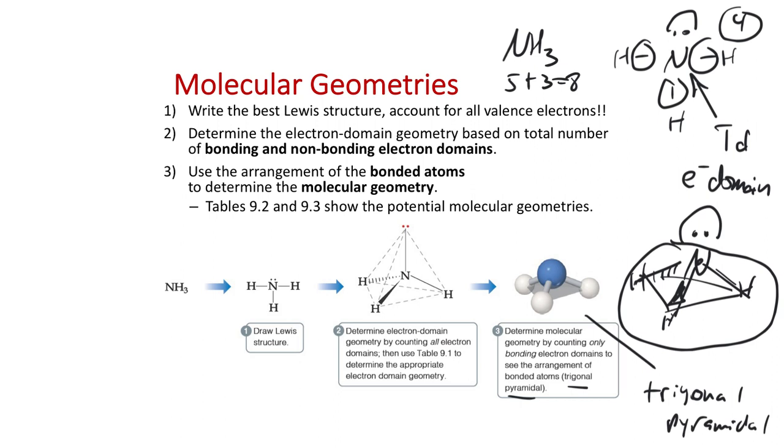Okay, so basically whenever we have a structure whose geometry we don't know, we just think about domains, think about how those domains want to separate, and then try to think of how we would name the shapes that emerge from those structures.